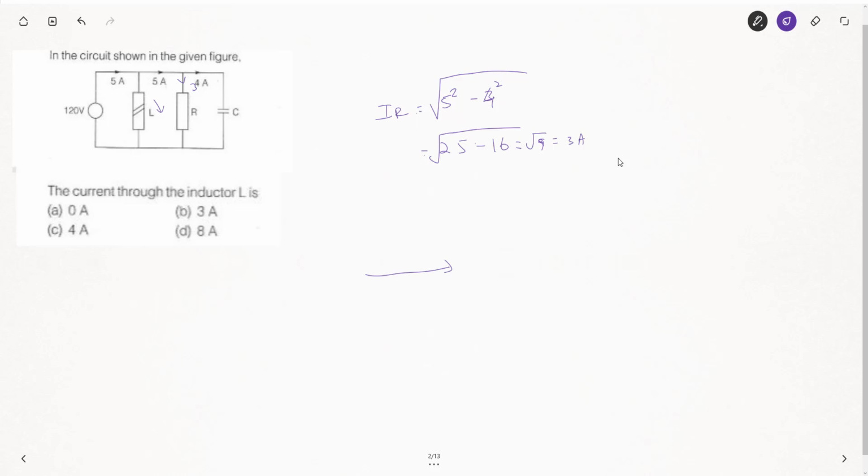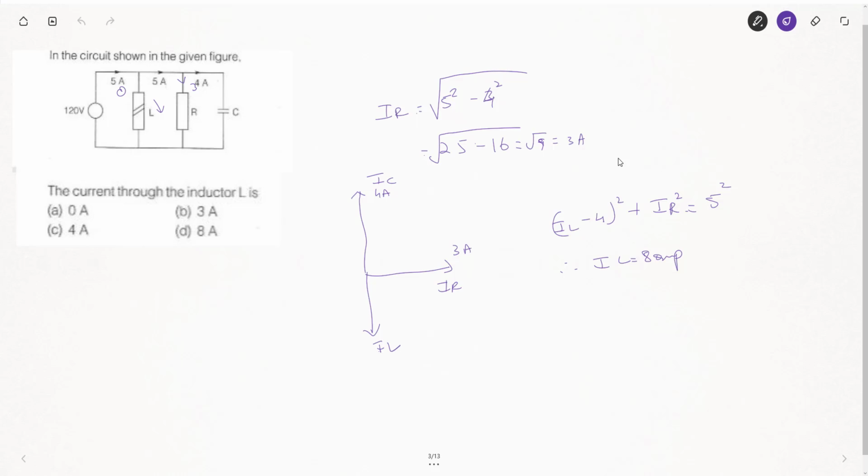Let's write the vector diagram. We know that this is IR, this is IC, so this is IL. Always IL lags, and IC leads. So IC is 4 ampere, IR is 3 ampere. So how to find IL? IL minus 4 whole square plus IR square is equal to, this gives IL is equal to 8 amperes.